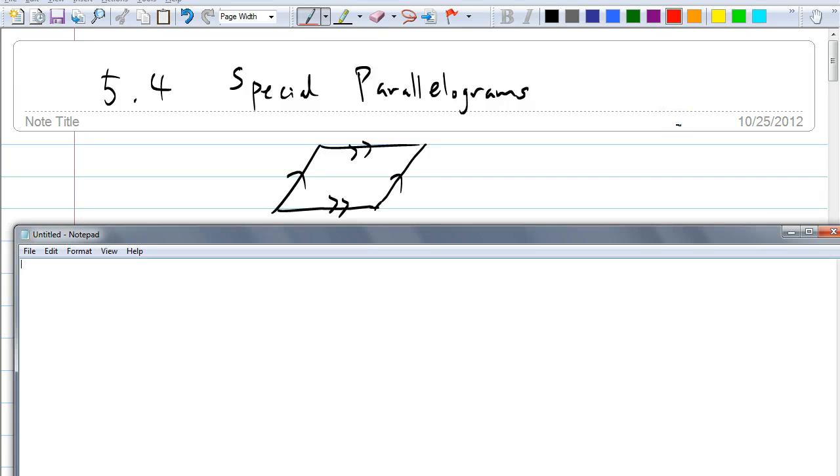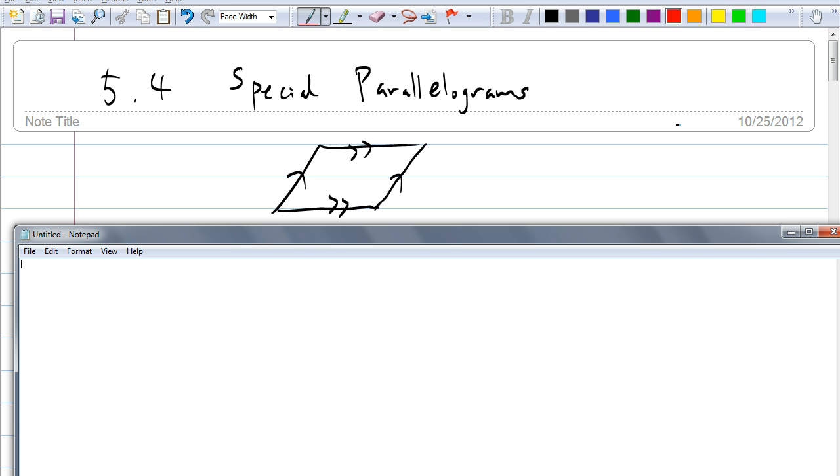So today our topic is special parallelograms. I have a parallelogram here, and you know this is a parallelogram because opposite sides are parallel. That's from the definition. And from the theorem, we know that in a parallelogram, the opposite sides are congruent. What else do we know about parallelograms?